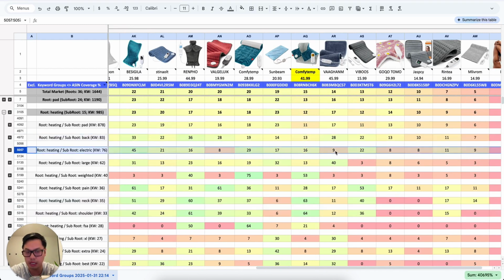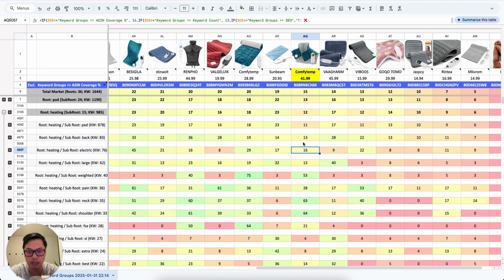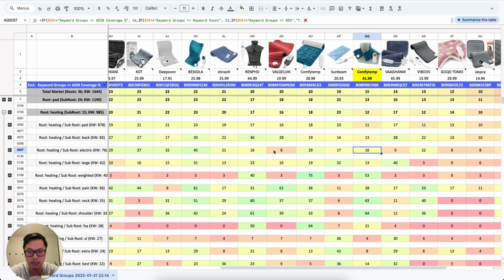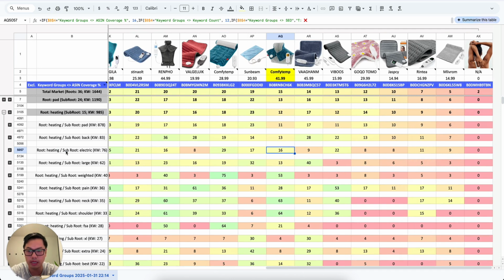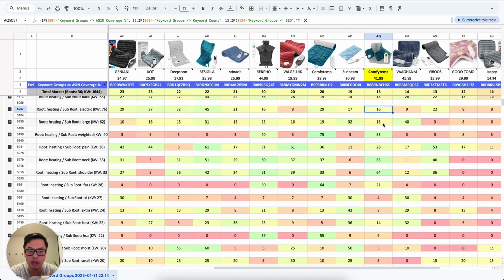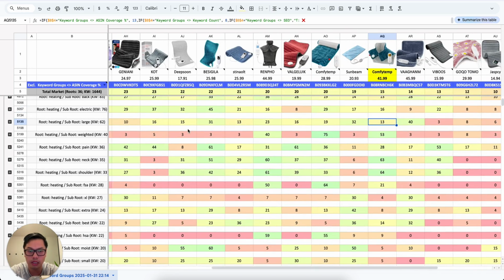Electric, so this one's kind of interesting. I am an electric. I'm at 16. All my top competitors are a lot higher. So then I would see, is there anything in electric that I might be able to do better in? Again, it could be like heating electric back, right? Because we know that's going to be a part of what a normal customer in this niche would mention. So it could make sense that this is not very high. We can also understand things like large.